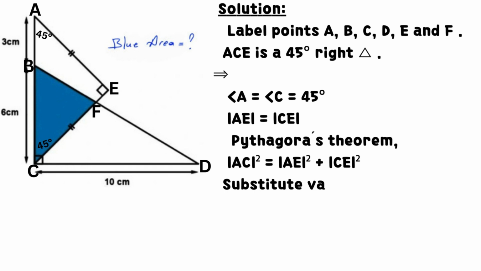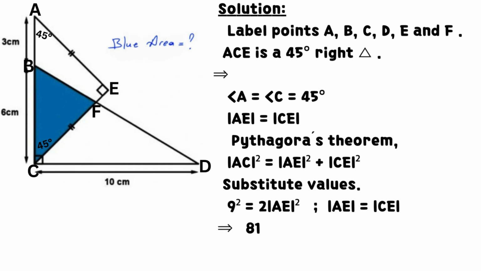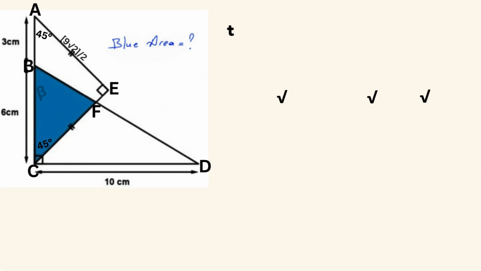It implies that angle A equals angle C, which equals 45 degrees. By Pythagoras' theorem, the square of line AC equals the sum of the square of line AE and the square of line CE. Substitute values. The square of 9 equals 2 times the square of line AE. Hence, half of 81 equals the square of line AE.